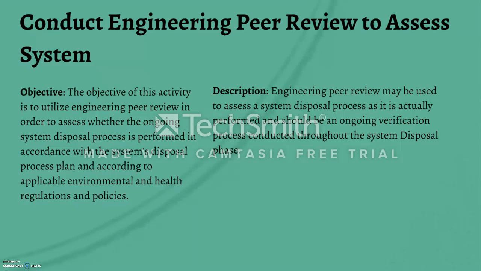Engineering peer review may be used to assess a system disposal process, and it should be an ongoing verification process conducted throughout the system disposal phase. The basis for the peer review should be the system's disposal process plan as well as the appropriate documents summarizing the ongoing disposal process, for example, certificates of disposal or disposal audit trails.